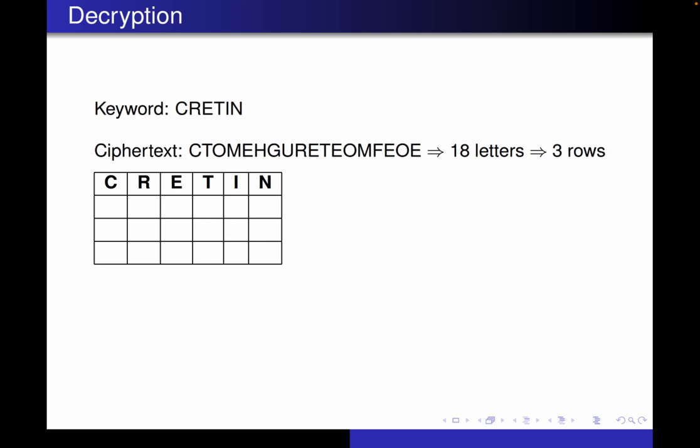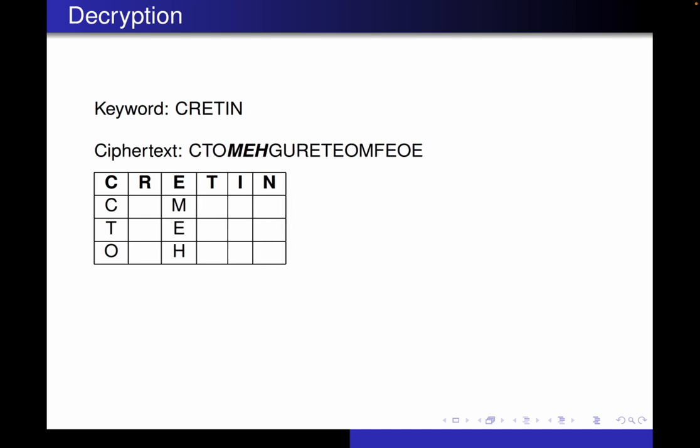Okay, so in alphabetical order, the first letter for Cretan is C. That is the first column. So the first 3 letters, that's C, T, O, are going to be in that first column. So CTO in that first column. The next 3 letters, MEH, are going to be in the second one in alphabetical order, and after C, that's going to be E, so that's the third column, so that's MEH.